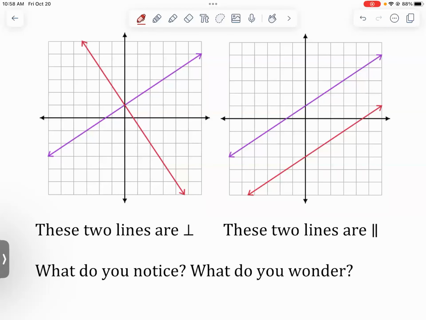All right, tell me. What do you notice about these two? Let's talk about parallel lines. What do you notice about the parallel lines? Wow. They will never intersect. Cool.